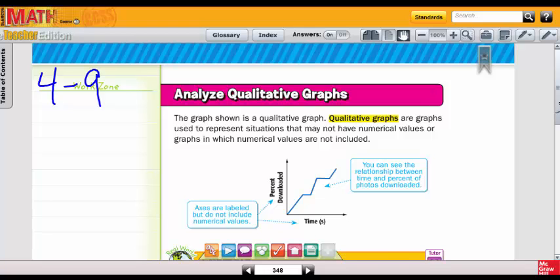And what a qualitative graph is, the graph shown is a qualitative graph. Qualitative graphs are graphs used to represent situations that may not have numerical values, or graphs in which numerical values are not included. The key thing to understand about a qualitative graph is that it's used to show the relationship between two things, just like any other graph on an x and a y axis. So for example, here we have percent downloaded and we have time, and notice there are no numerical values on either axis. That's part of the idea of a qualitative graph.